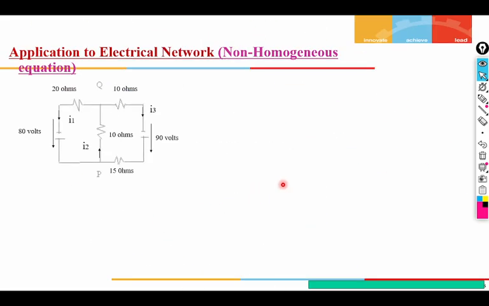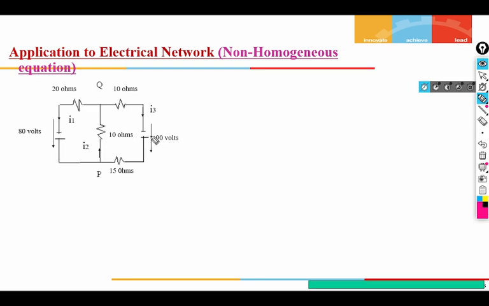Suppose you are given this electrical circuit, which should be a simple one. What is a simple electrical circuit? A circuit in which only resistors and supplied voltages are there. Suppose the resistors are 20 ohm, 10 ohm, 10 ohm and 15 ohm. Voltage directions are given. If not given, you should assume the direction from negative to positive, and draw the arrows like this. Two voltages are supplied.